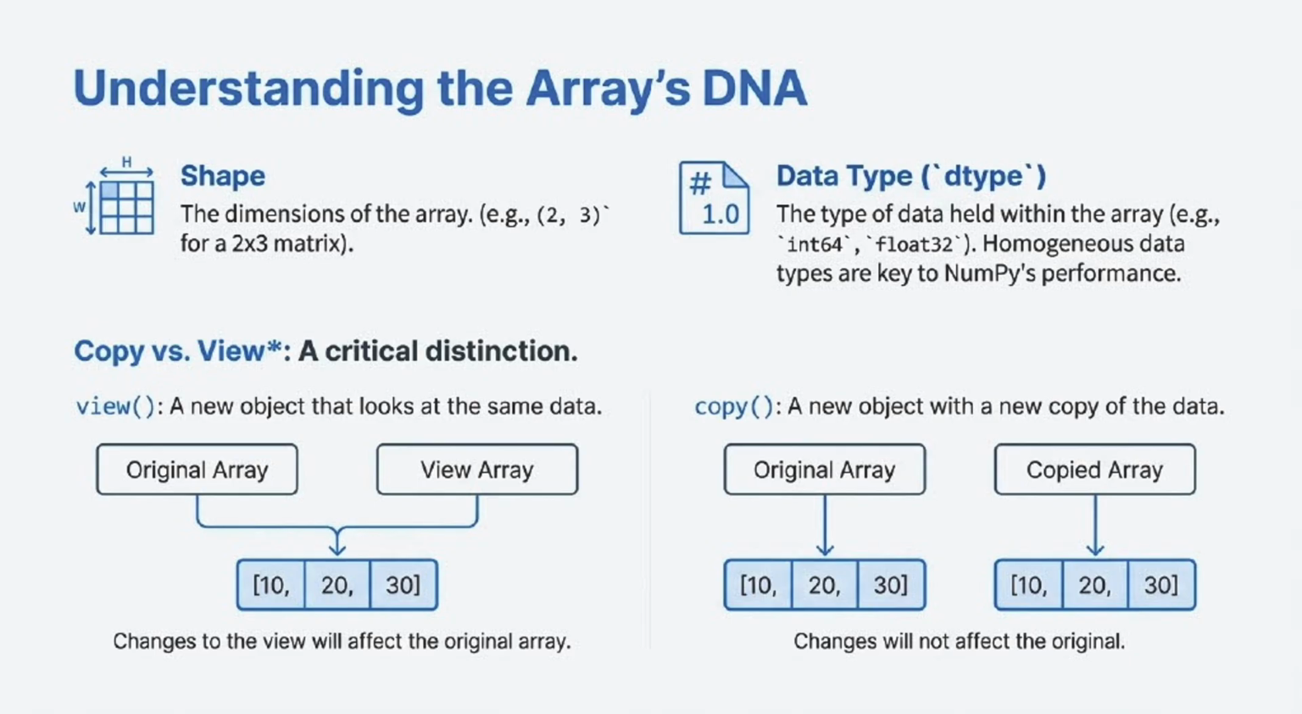Every NumPy array has a shape and a data type called dtype. The shape tells us the size of the array in each dimension. The dtype defines the type of data stored, like integers or floats. We also learn the difference between a view and a copy. Changes in a view affect the original array, while a copy remains independent.